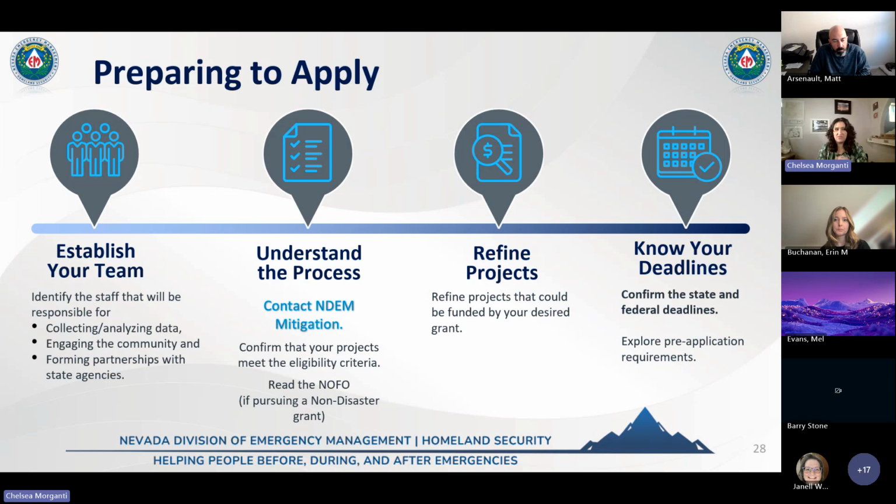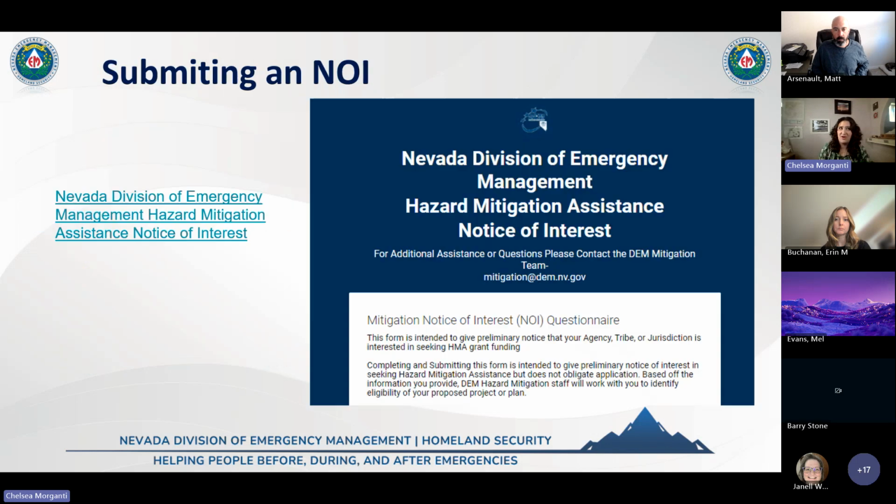Understanding the process, we're going to have some contact information here in just a little bit so that we can have a conversation and just determine if the goals and needs that you've identified through some of these other priorities are going to be eligible for mitigation grant funding. Once we have those NOFOs, then we can start reading through those and seeing if your project is going to be eligible. Then we'll go through a process of refining your project to make it meet all of the HMA requirements. And we want to make sure that we know those deadlines. So right now, at this point in time for the HMGP post-fire, we are looking for completed applications by the first week of February.